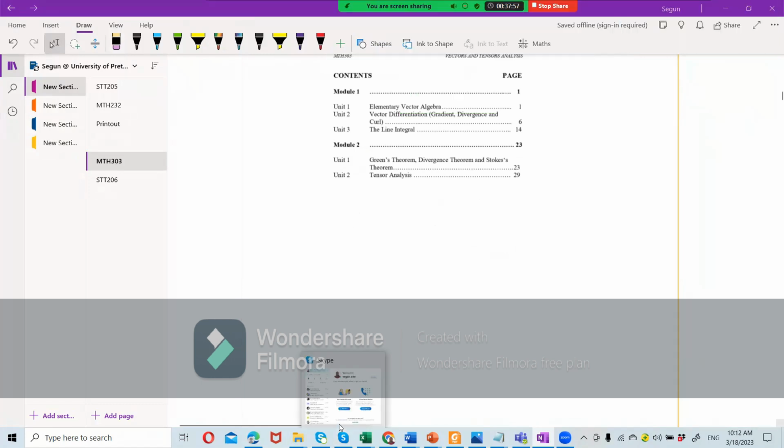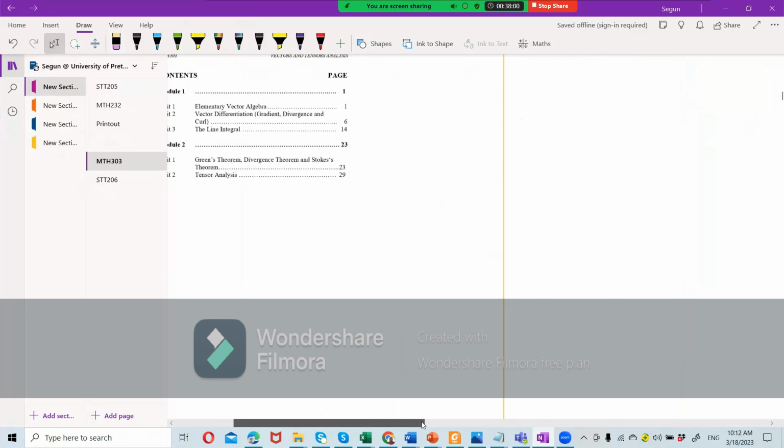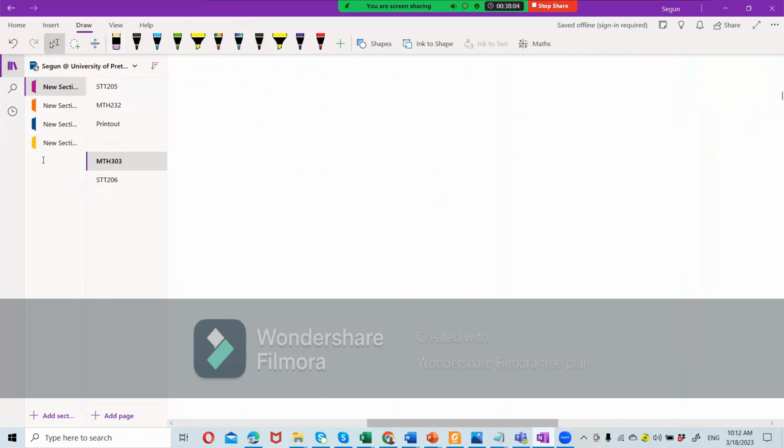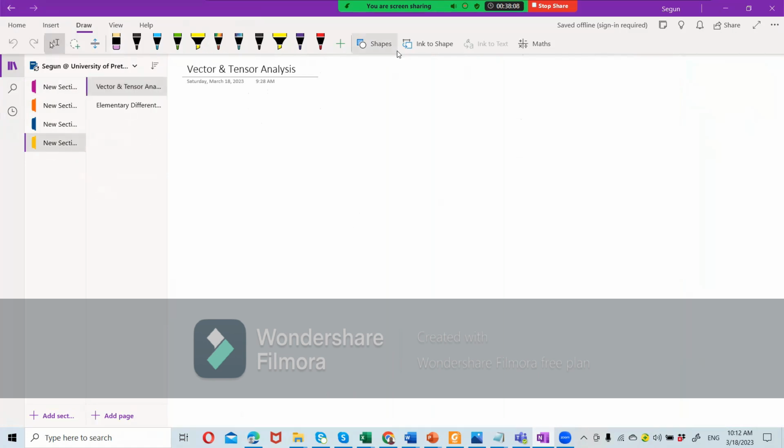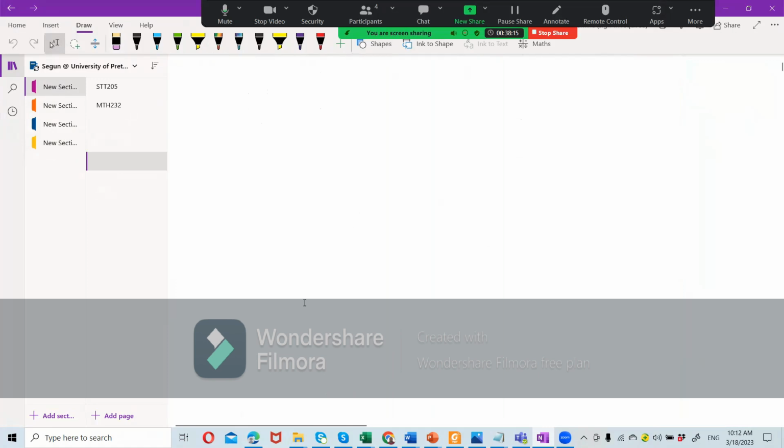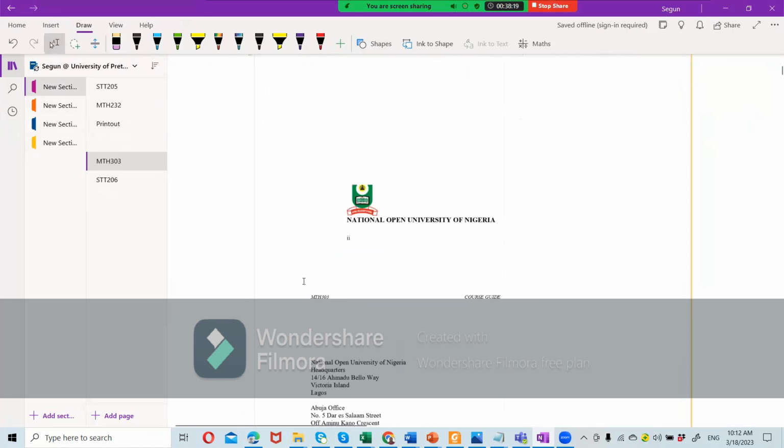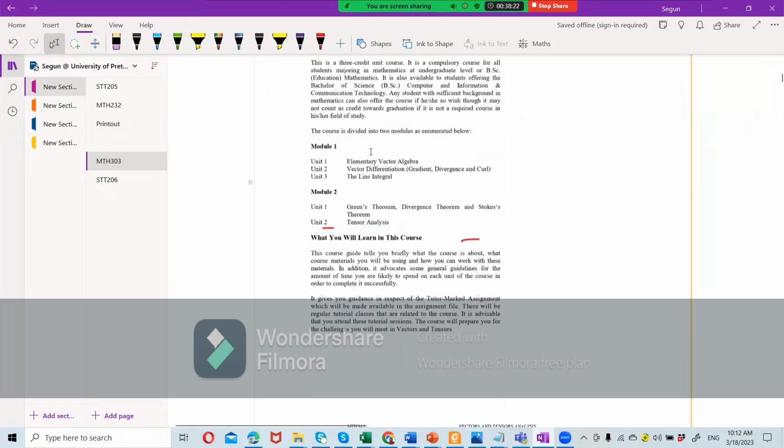Last week, in the first class, I was able to introduce you to some concepts. On your textbook, this is your textbook. We have to cover elementary vector algebra, vector differential calculus, which comprises gradient, divergence, and curl, and the line integral. Then in the second module we cover Green's theorem, the divergence theorem, Stokes' theorem, and tensor analysis.